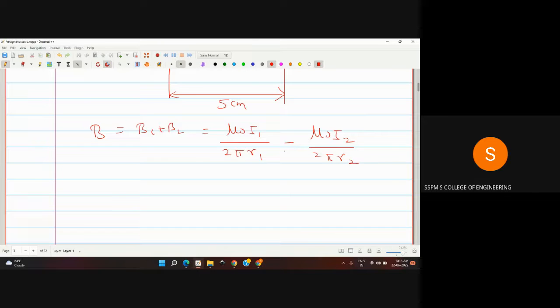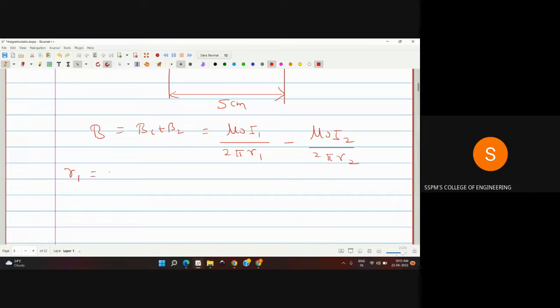But if the current direction is the same, then you have to use the positive sign here. But in the example, the current I1 and I2 are opposite to each other, isn't it? So you consider their negative sign.